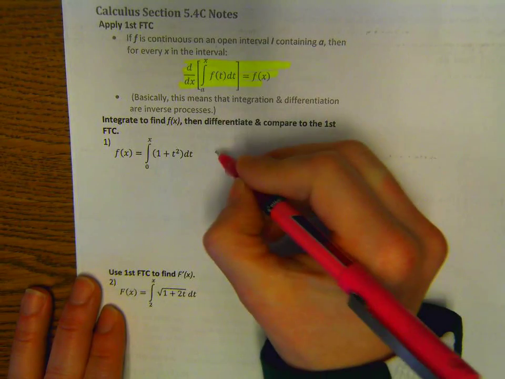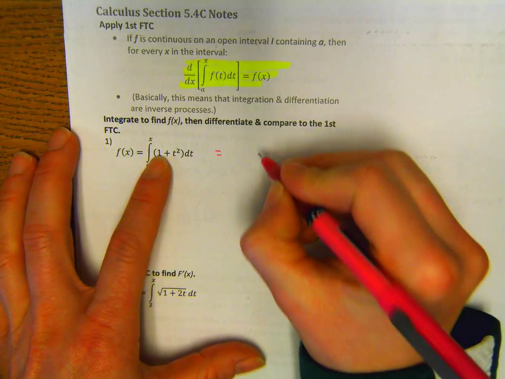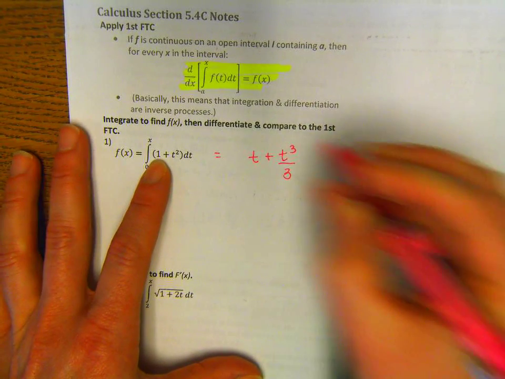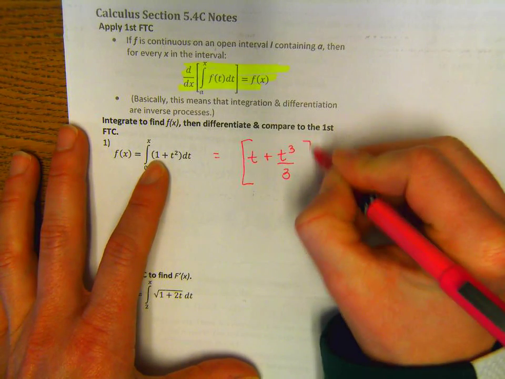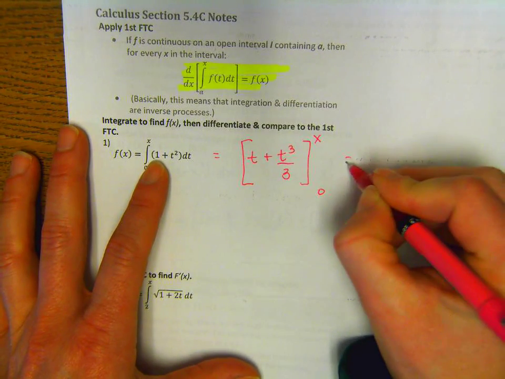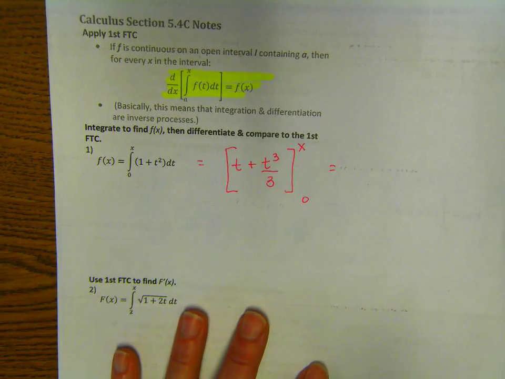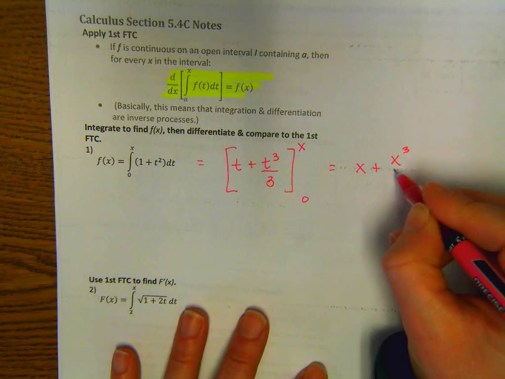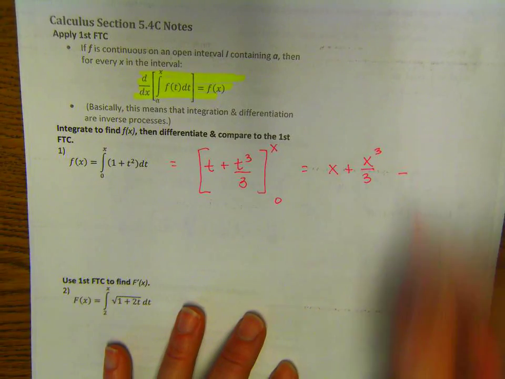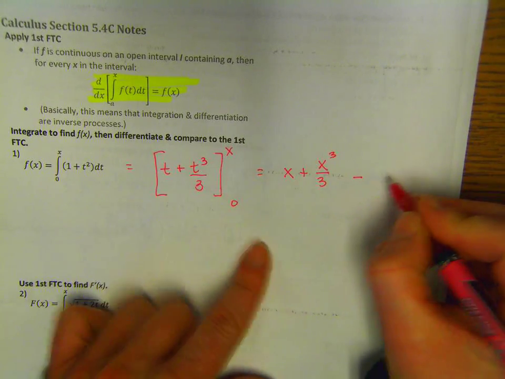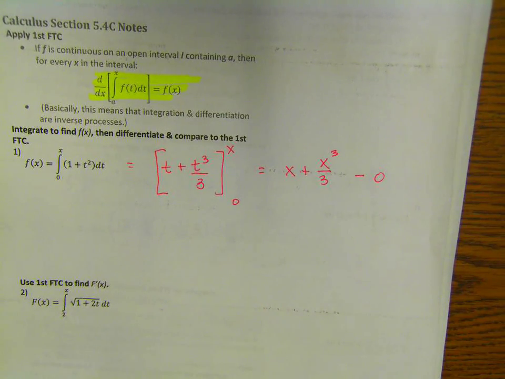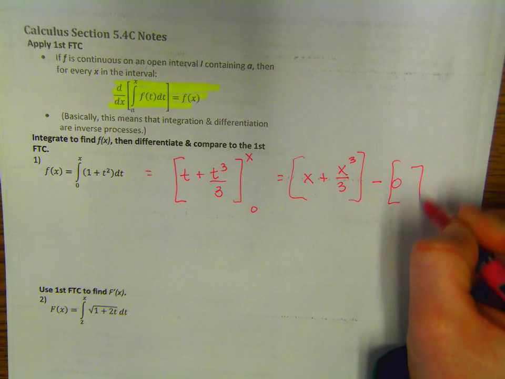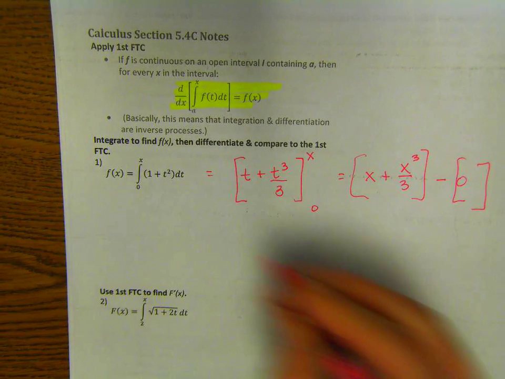If I integrated this in terms of t, wouldn't I get t plus t cubed over 3? And then I do it from x to 0. So what would that give me? x plus x cubed over 3 minus 0. Because I had to do this minus this, right? Okay.